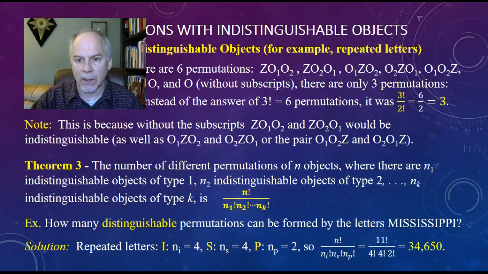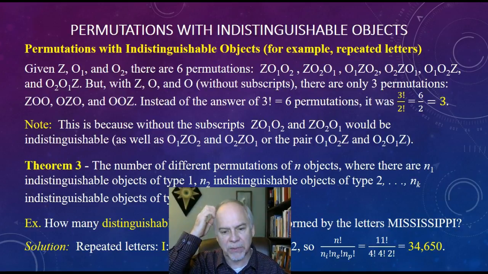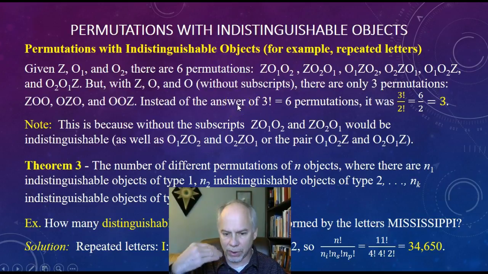Now, one other case is permutations with indistinguishable objects. We've mentioned this before, how sometimes there are objects which are indistinguishable. So let me look at one more example to make sure you understand this.